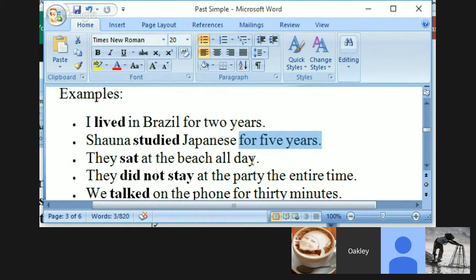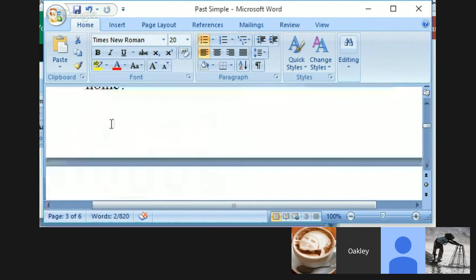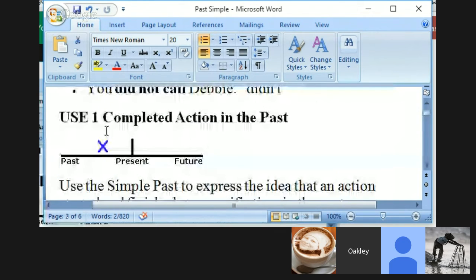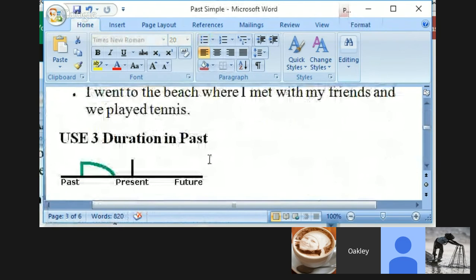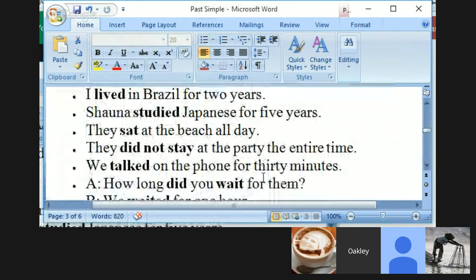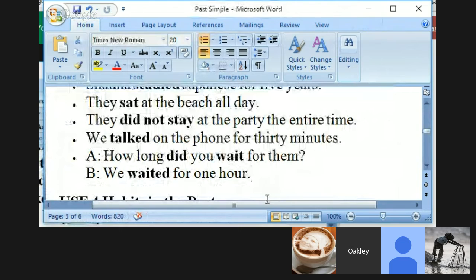Okay, they sat at the beach all day. Now, of course, I can say they sat at the beach. Shauna studied Japanese. I lived in Brazil. Okay, but that simply shows that the action is finished. By adding the time phrase, you're changing it from this. Okay, it's done. By adding, all you're really doing is adding a time phrase to that number one and turning it into this. That's basically it. We waited for 1 hour. Very common.